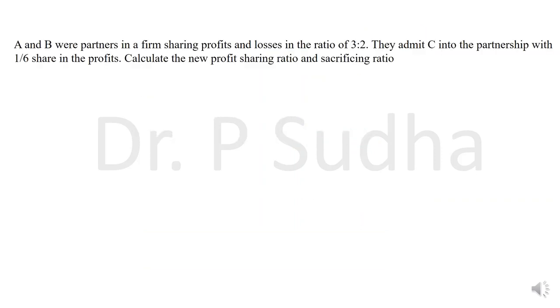This is the first question that I have taken. A and B are partners in a firm sharing profits and losses in the ratio of 3:2. They admit C into the partnership with 1/6 share of profit. Calculate the new profit sharing ratio and sacrificing ratio. Read the question. This is the first proportion that is given, 3:2. What is this? This is the old ratio of the partners A and B.